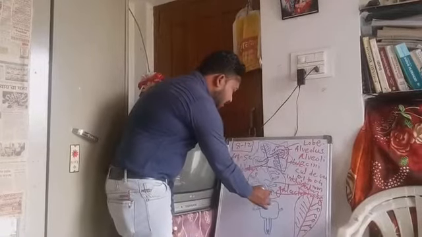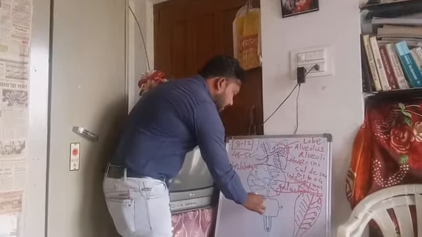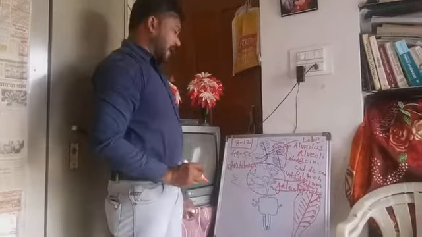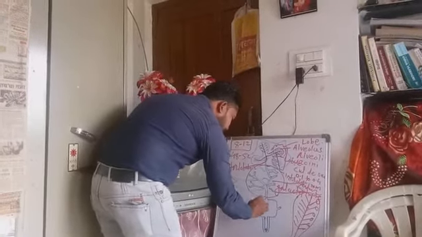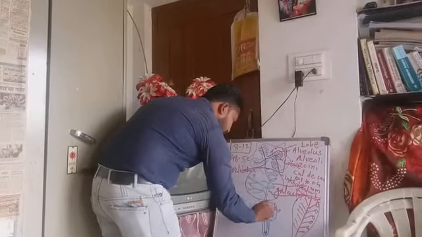Finally, the duct system opens into another gland. This gland is called the milk cistern.